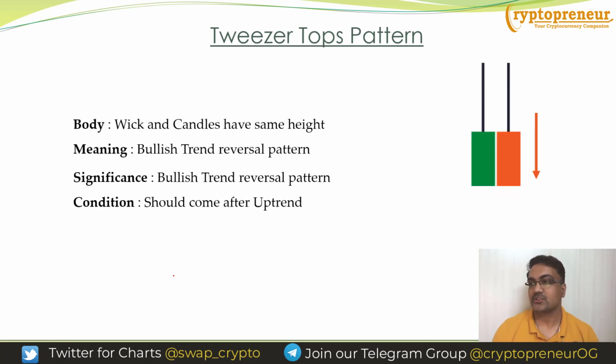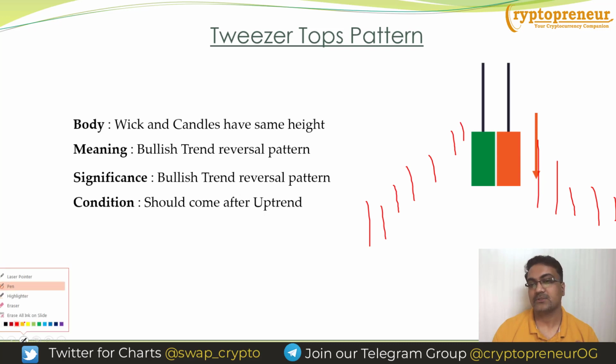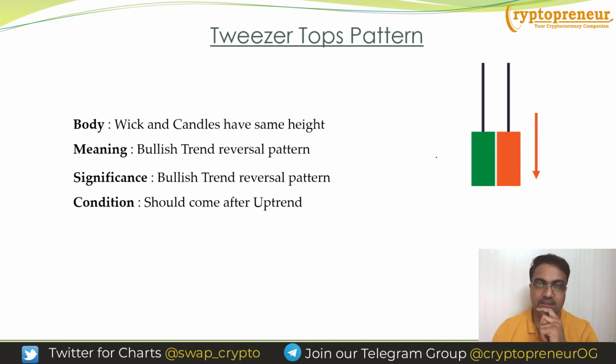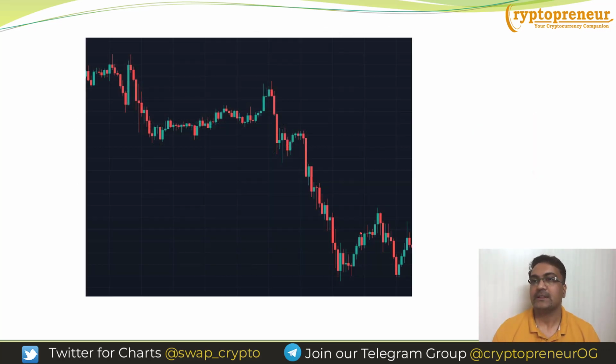Suppose we are in an uptrend, the market is continuously moving up, and then you see a tweezer top pattern. Then consider that there are chances that the market might go down from here. These are the two conditions of this tweezer top pattern, and this signifies a bullish trend reversal. So this could be the end of the bullish trend and the start of a bear trend from here. Let's see on the charts how it looks.